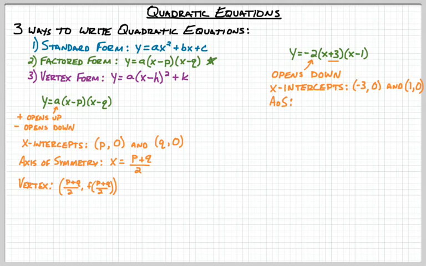Our axis of symmetry, well, we're going to take our p and our q and we're going to divide it by 2. So -3 plus 1 divided by 2, so that's going to be -2 over 2, so we get -1.